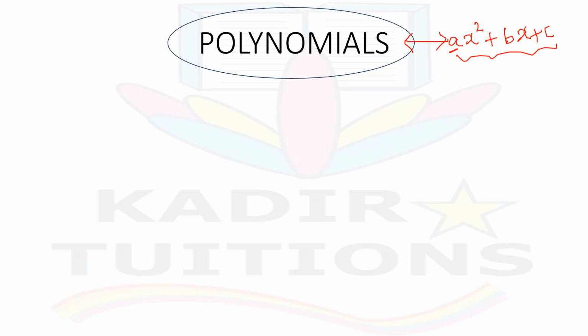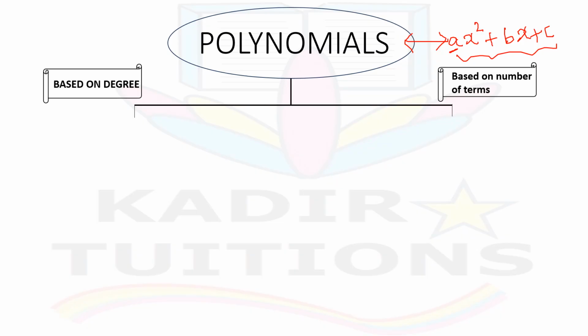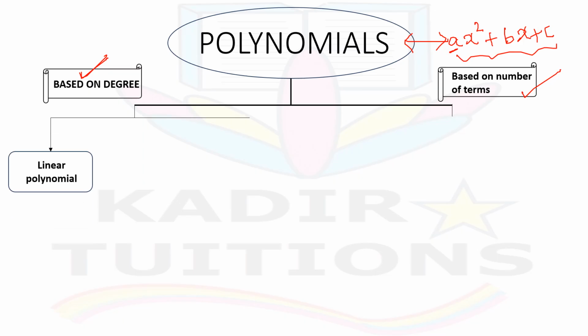But we can classify polynomials into two groups. One is based on degree. Based on the degree of the polynomial, we can classify it. And also based on the number of terms, we can classify into the other group. So first we'll see based on degree. Based on degree, we have many classifications. The first classification is the linear polynomial.